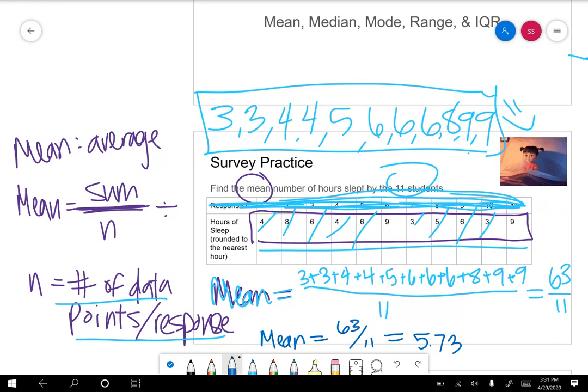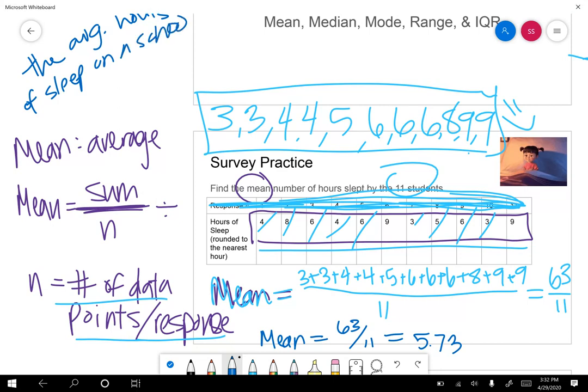So our answer would be in a full sentence, because we like writing sentences to explain things. The average hours of sleep on a school night, be detailed.